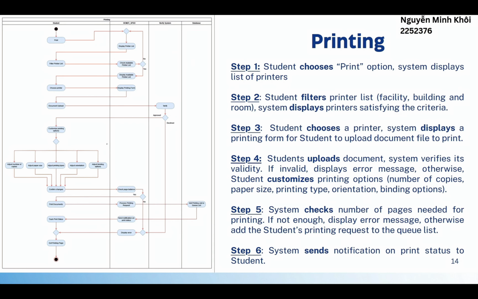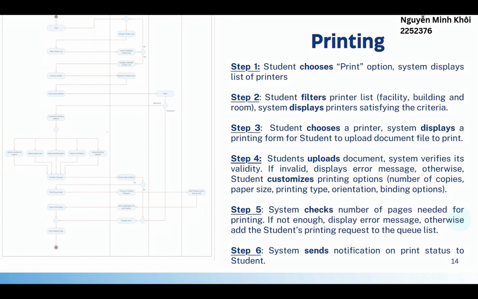So first, the student chooses print option. Next, the student filters the printer list. Then the student chooses a printer. Then the student uploads the document. And step 5, system checks the number of pages needed for printing. And step 6, system sends notification on print status to students.